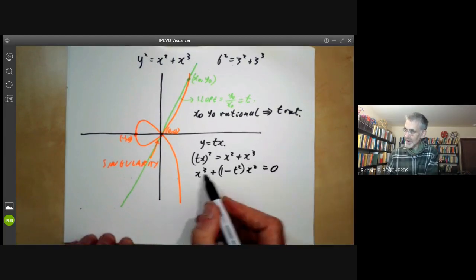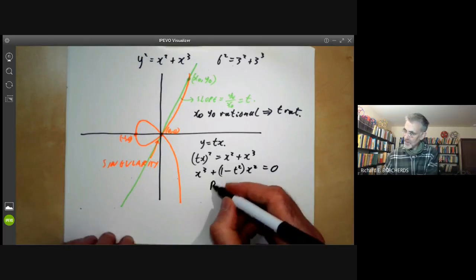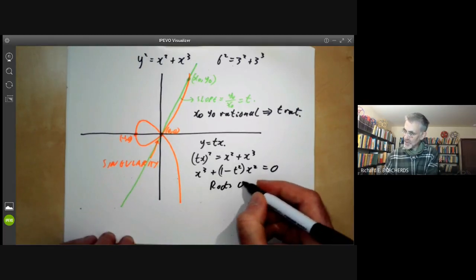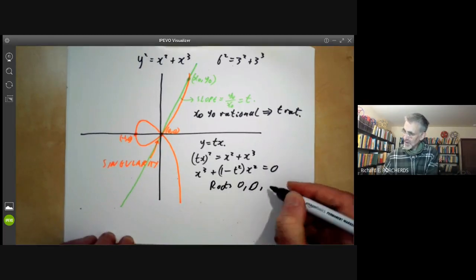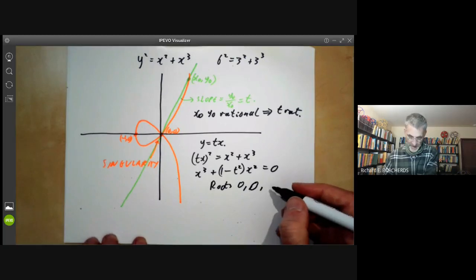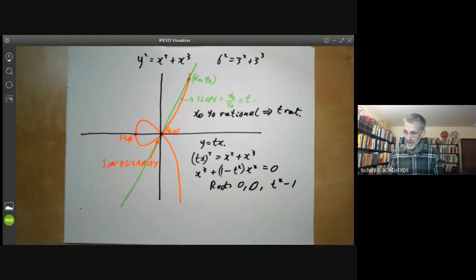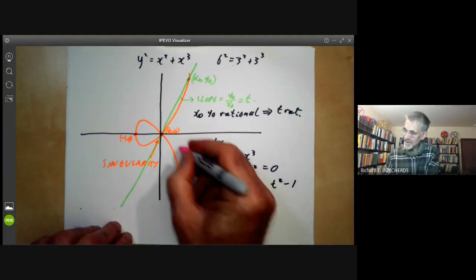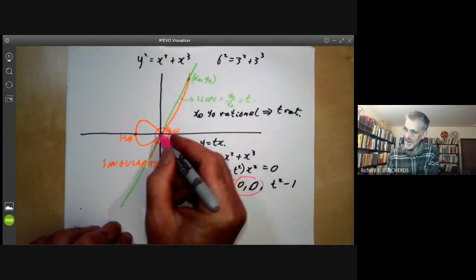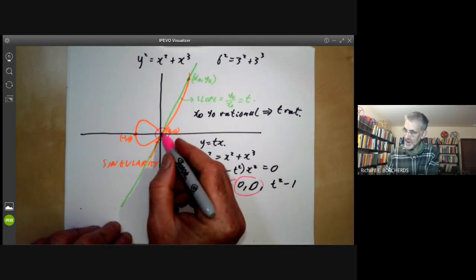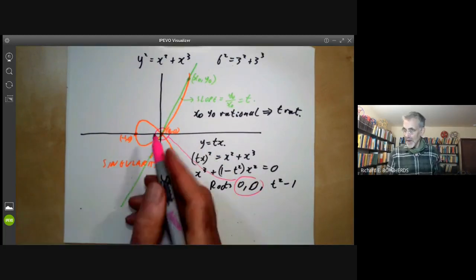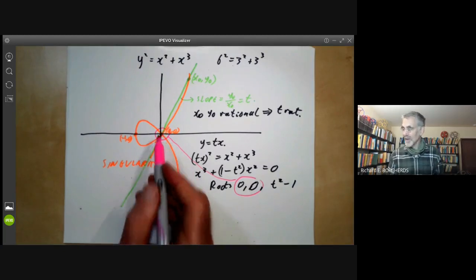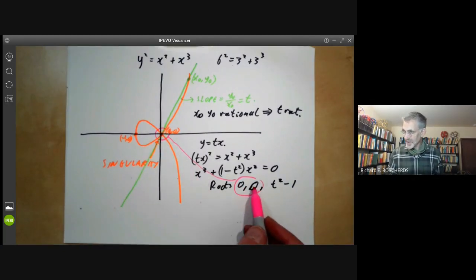And here we've got a cubic equation, and you can see the roots are pretty obvious. There's a root 0 and 0, and the other root is t squared minus 1. And the two 0 roots, we can see them there. They're where this line intersects the orange curve in this double point. And you see why it's very useful as a double point here, because it means we get two roots that are both zero.